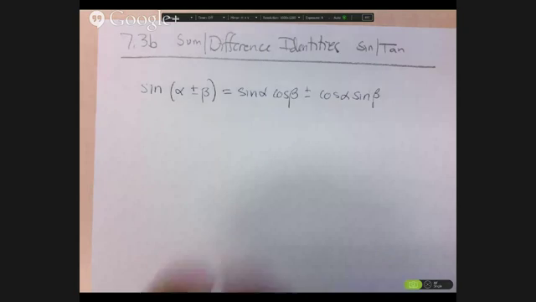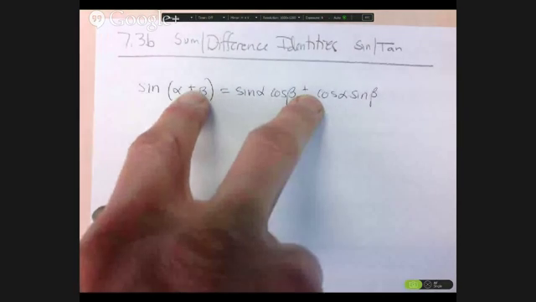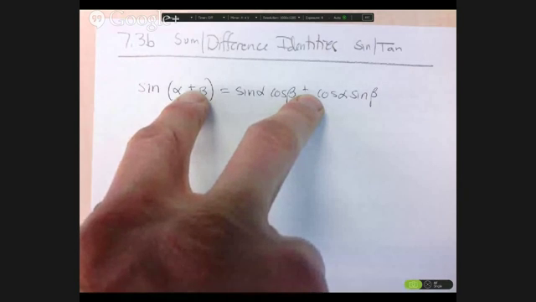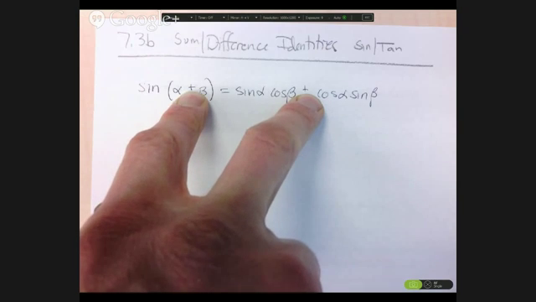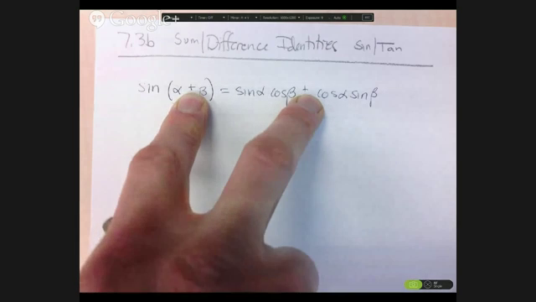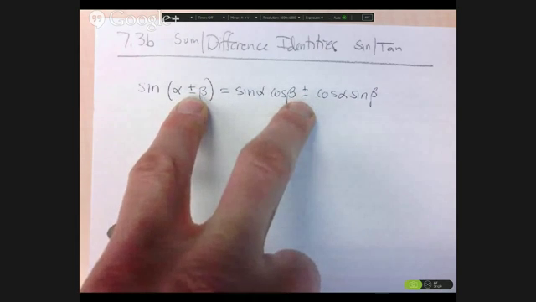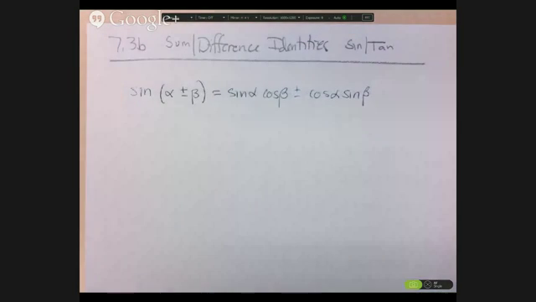Since we're writing these together, if you want the sum identity, alpha plus beta, you have to use the top sign, of course, which is plus, and the top sign on the right side. So sine of alpha plus beta uses plus, and sine of alpha minus beta uses minus. So just pair those signs up together, because we had two formulas in one. It makes it easier to write.